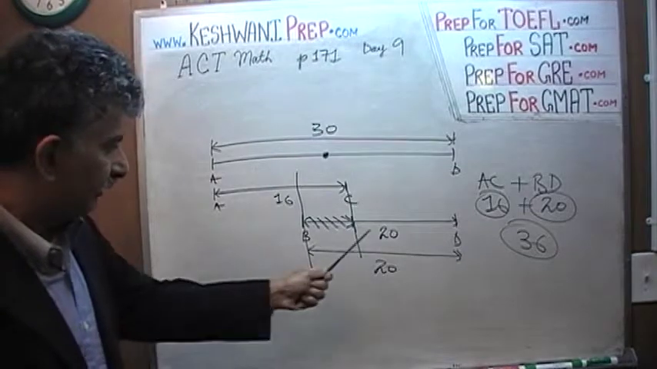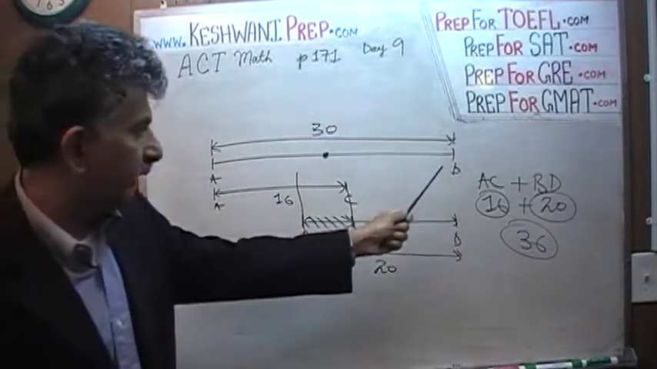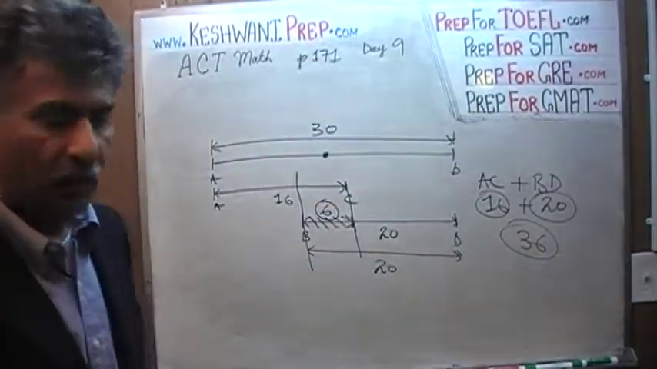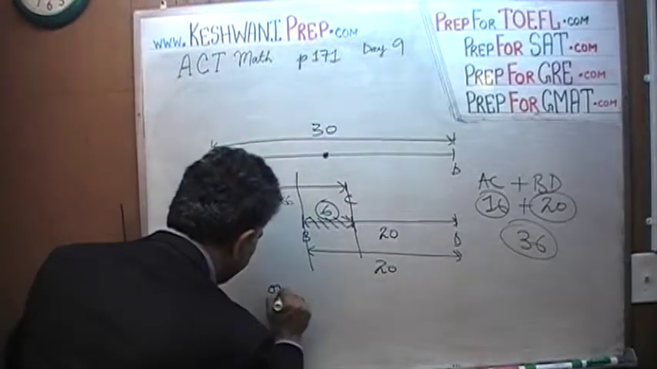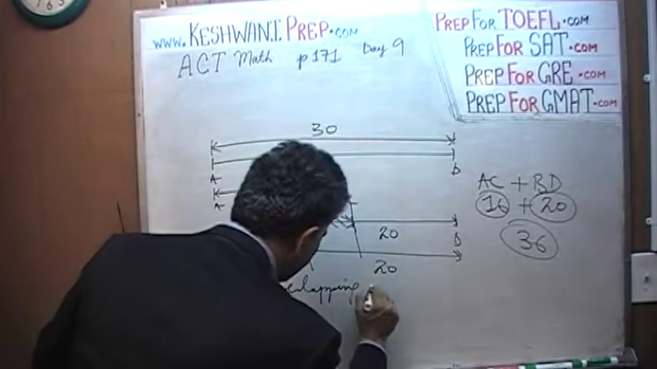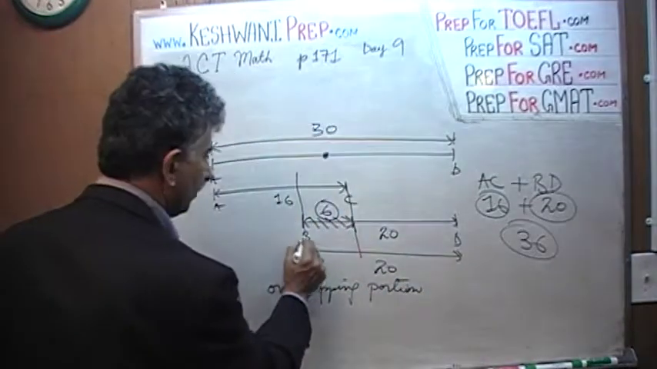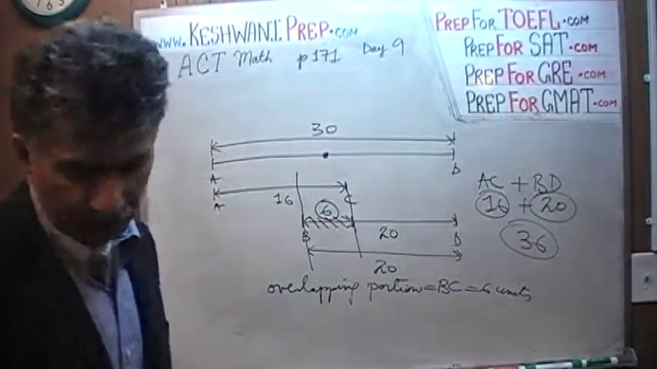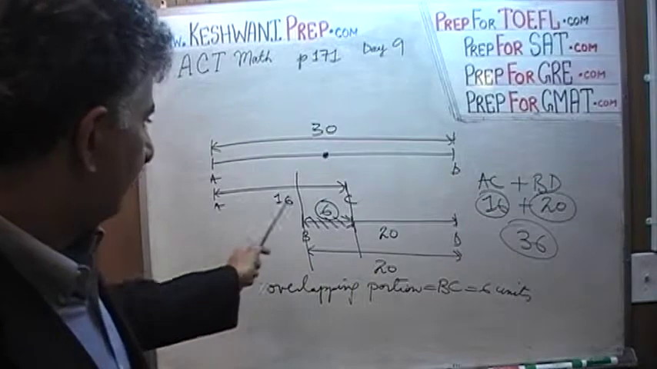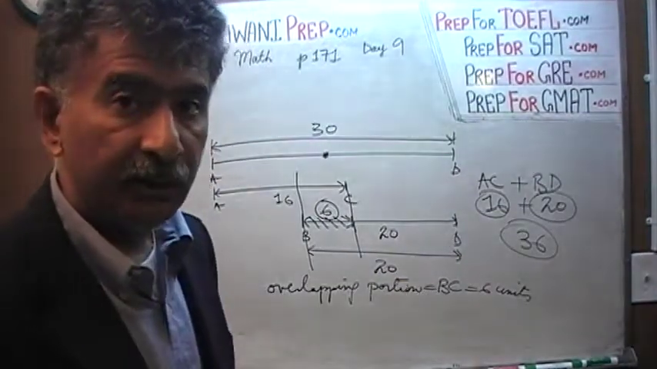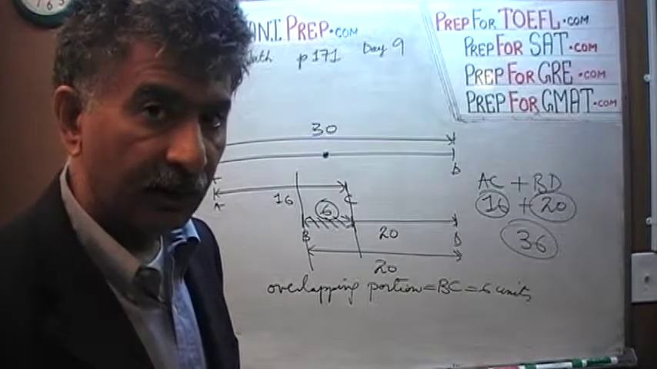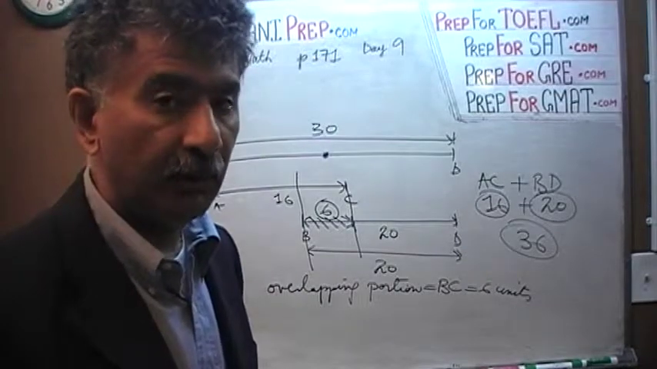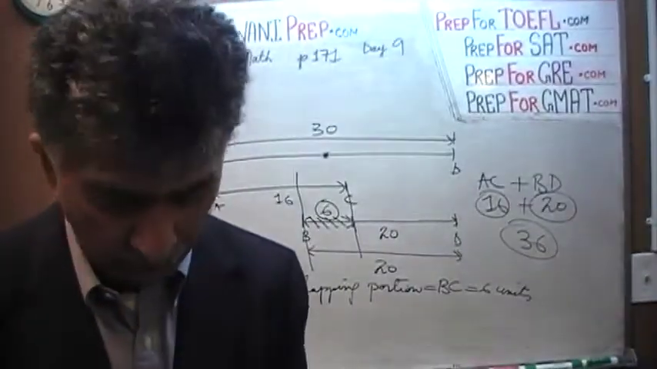But the entire length from A to D is only 30, which means this overlapping part must be 6 units. The overlapping portion, which is what they're calling B to C, is 6 units long. Because if you add up individually, A to C is 16, B to D is 20, 16 plus 20 is 36, but the entire length from A to D is only 30 units long. So 6 units is what we are counting. We are double counting. That's the overlapping part.